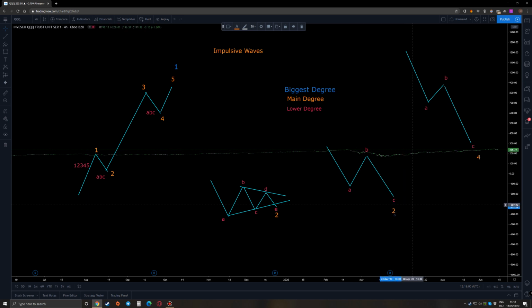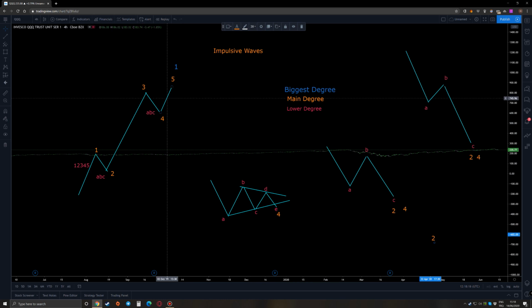This can be a second wave. It can be a fourth wave as well. This can be a second wave, fourth wave as well. This can only be a fourth wave. It cannot be a second wave. Okay? Now you know the fifth wave has also been impulsive too.